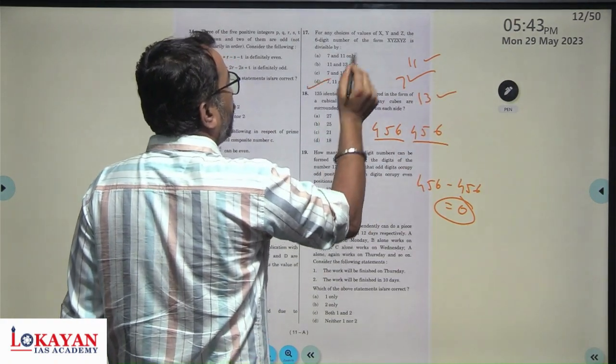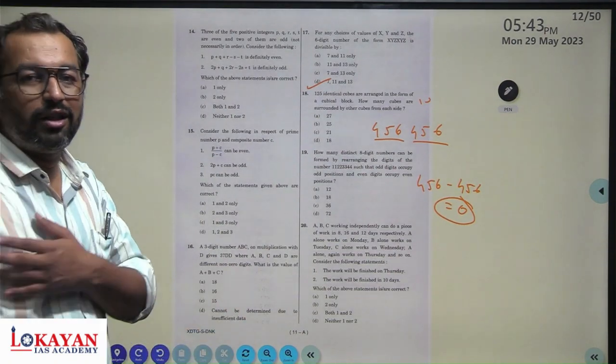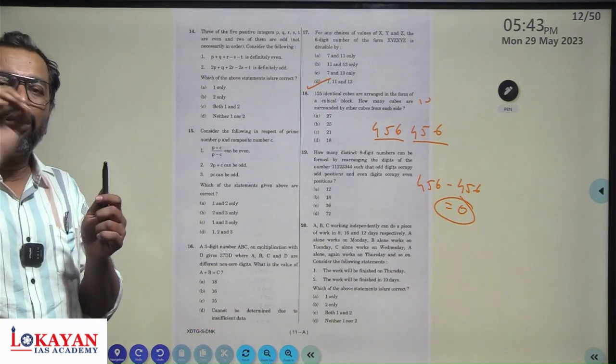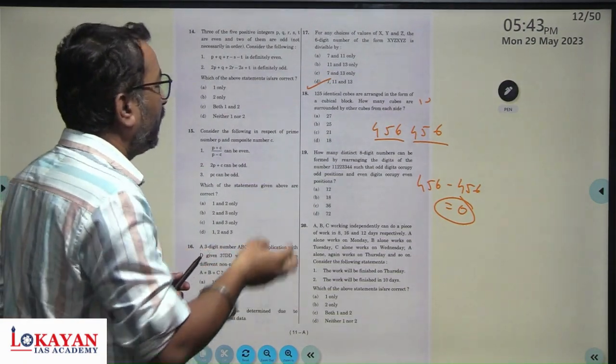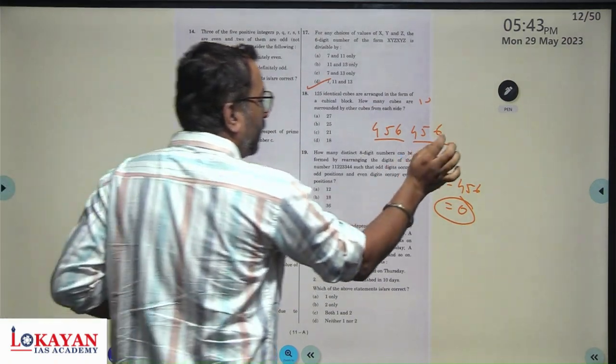So answer will be 7, 11 and 13. Just pay attention to the basic things. Tests of divisibility from 2 to 13, 14, 15, जो कुछ है वो आपको याद होना चाहिए. This was a question of 10 seconds only.